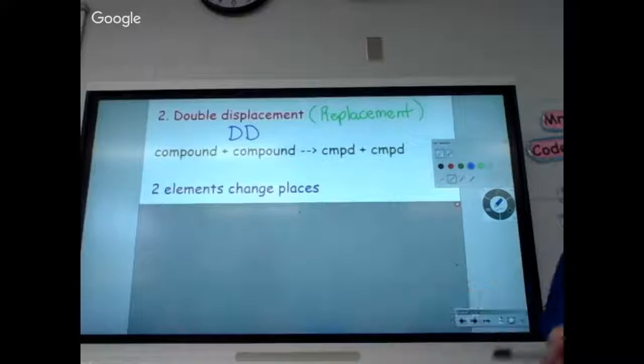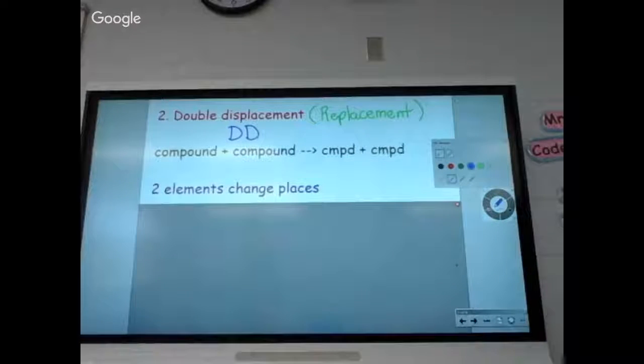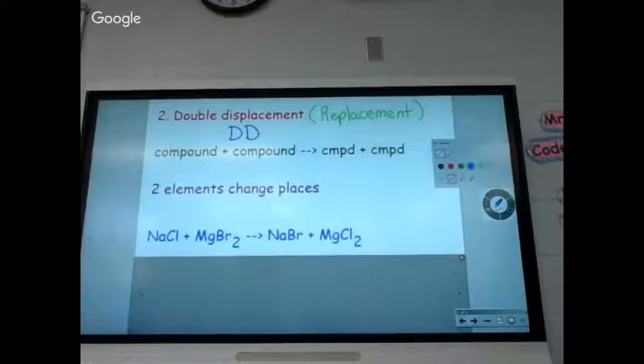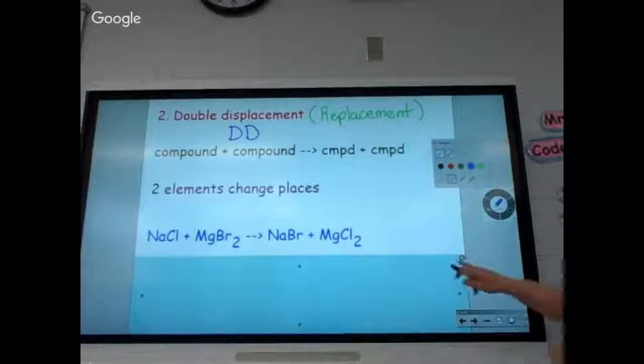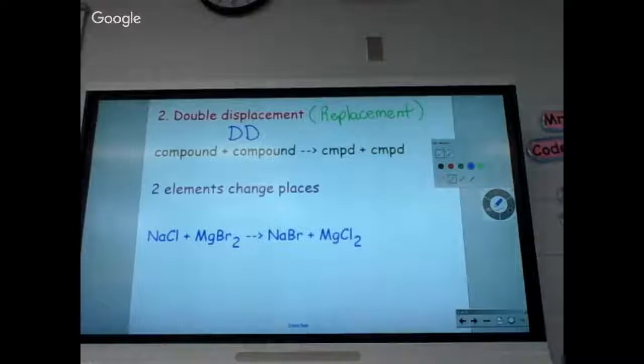Now, same concept. Two elements change places. Nothing is different about this. Two elements switch places. Anything that says displacement or replacement, elements are switching. This is the easiest one to predict, and it is the one we will start with on Monday. If you notice this one, it's just like the last one that I put on the board. This is the one we're going to end with.